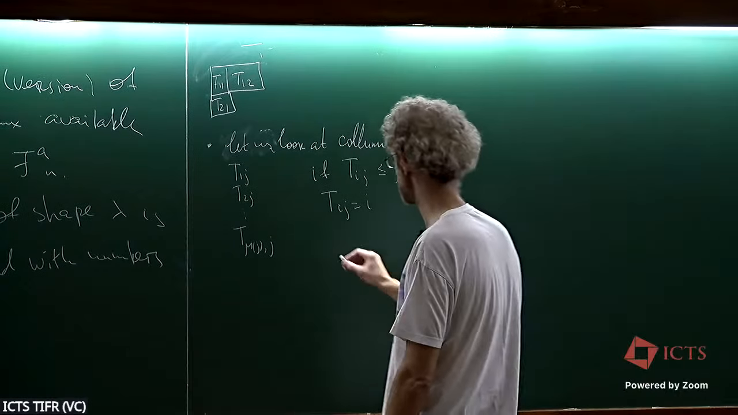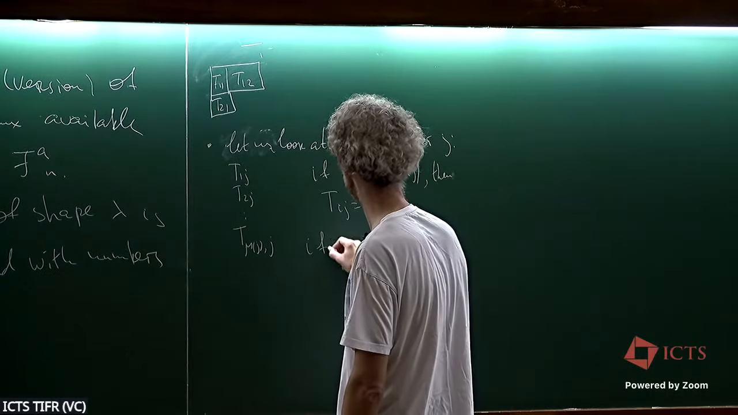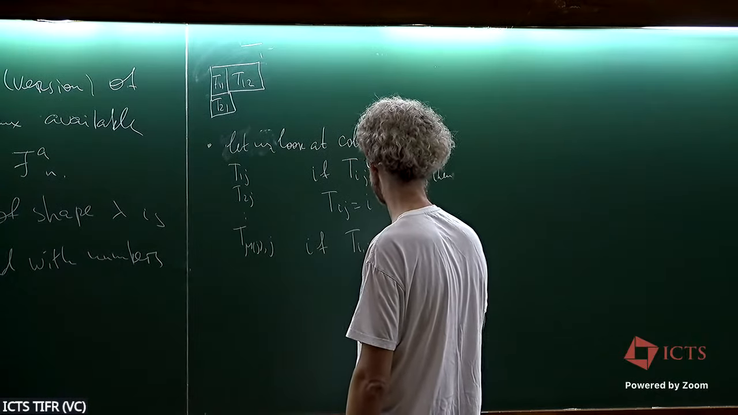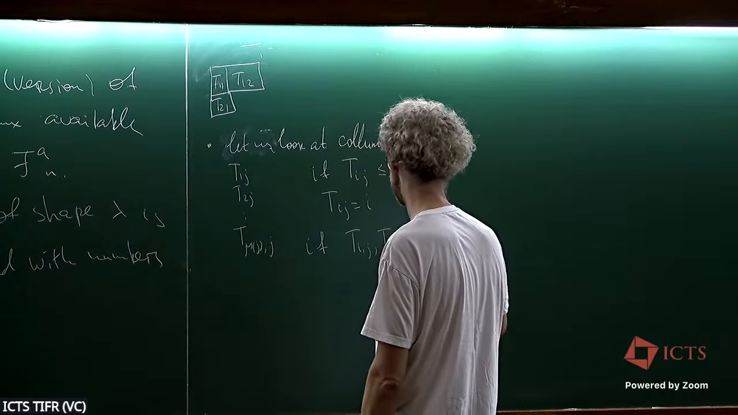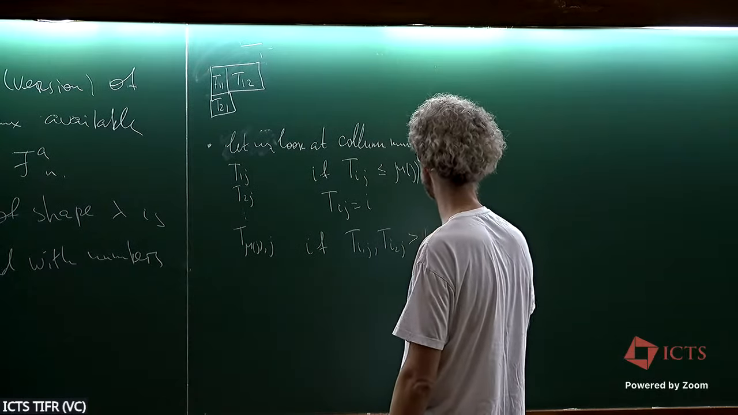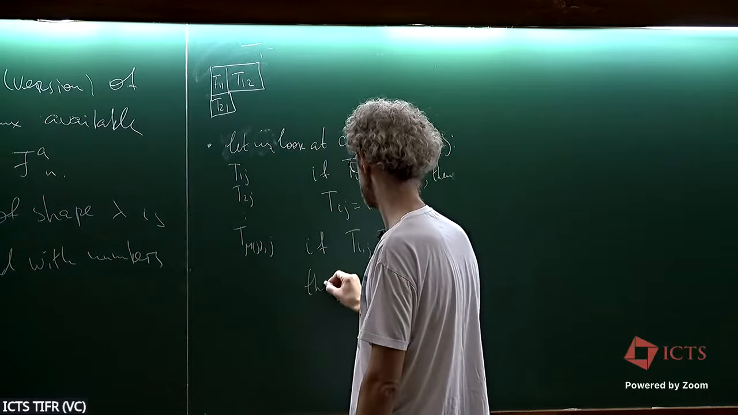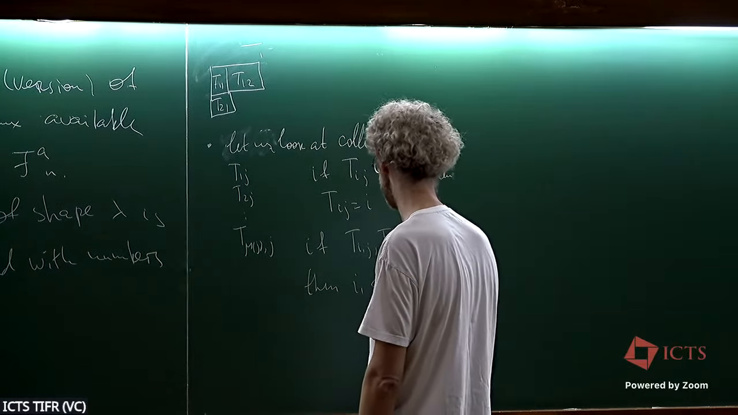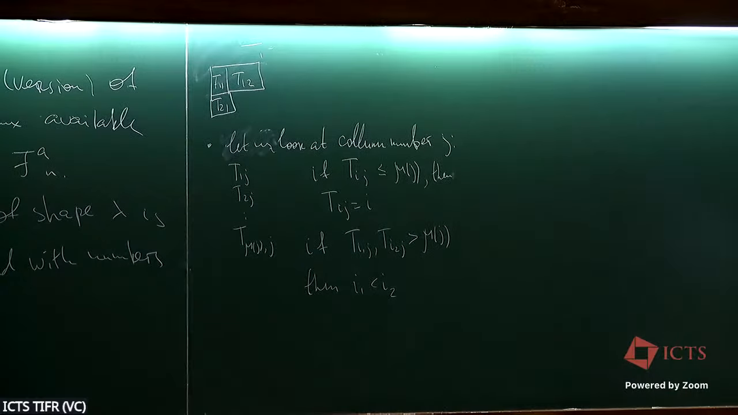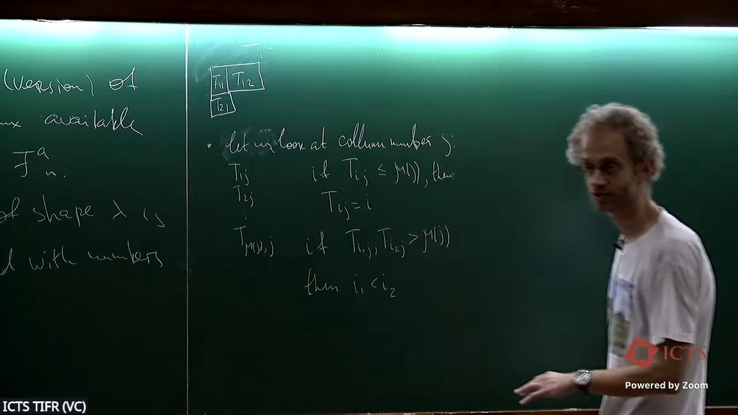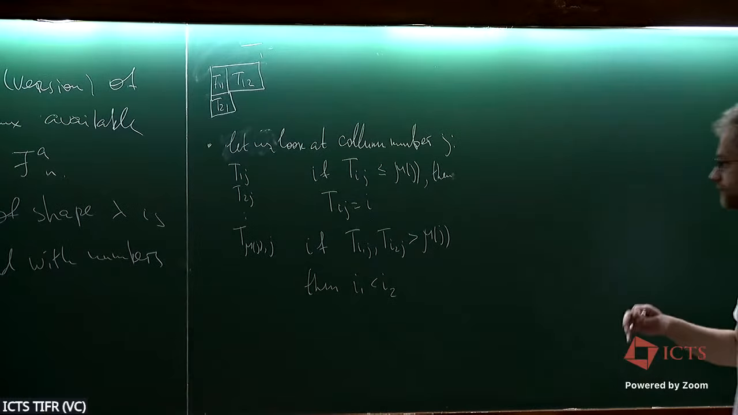And the second condition says that if both T_i1j and T_i2j are greater than mu_j, then i1 is less than i2. So this is sometimes called the PBW column, and I'll explain in a minute why this condition is somewhat natural. But let me give you an example first of all.